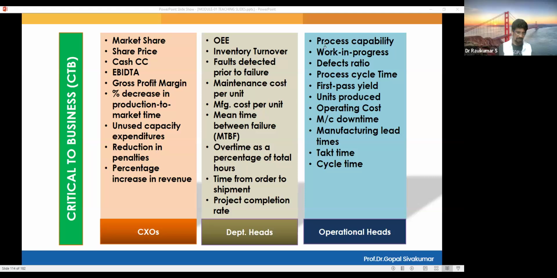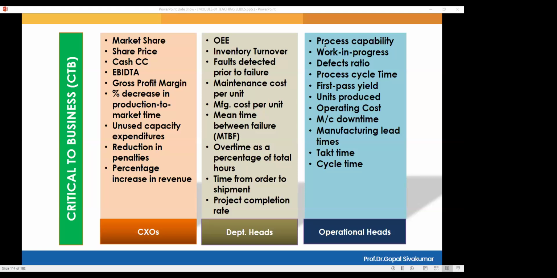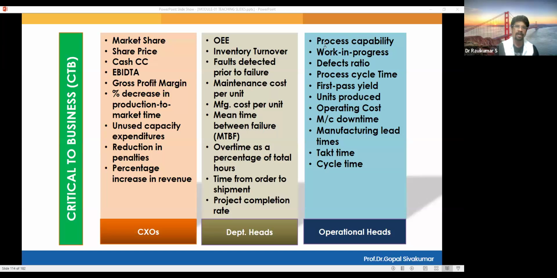Okay, yes, Perumal, please go ahead. Market share, share price, cash, CC means is it a credit or something? Credit card, I think. Okay. EBITDA, earnings before interest, depreciation, tax and amortization. Gross profit margin, percentage decrease in the production to market time, unused capacity expenditures, a reduction in penalties, percentage increase in revenue. So all this can be expressed in numbers, right?